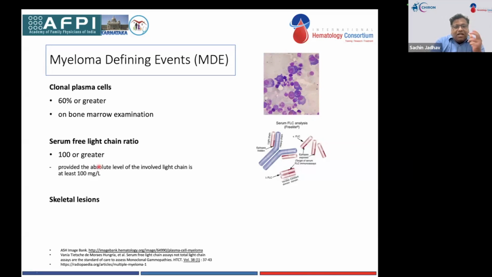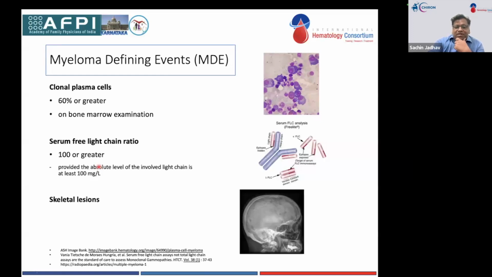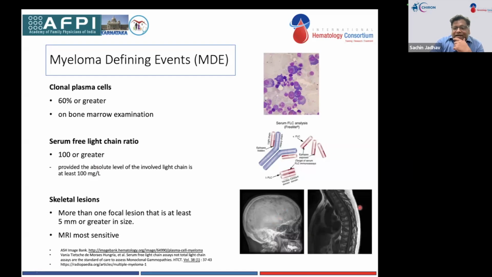Similarly, you have lytic lesions in the bone. Sometimes patients will come with an X-ray where there are holes in the bone, in this skull X-ray. If there are multiple holes and they are more than 5 millimeter, okay, and sometimes we can't see this on X-ray, and we have to do an MRI. I don't know if you can see this, but there are some holes in these vertebral bones as well.